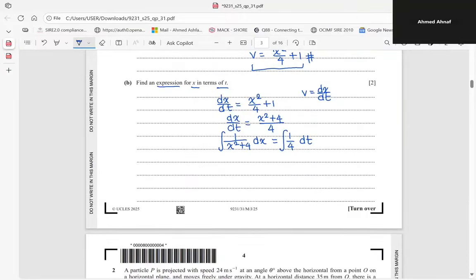So the first one, 4 is just 2 squared, so we have 1 over x squared plus 2 squared, and you integrate this, you would get 1 half tangent inverse x divided by 2. So this is half tangent inverse x over 2. And if you can remember, this result is also given in your MF19. Okay, and then this one is just 1 over 4 t.